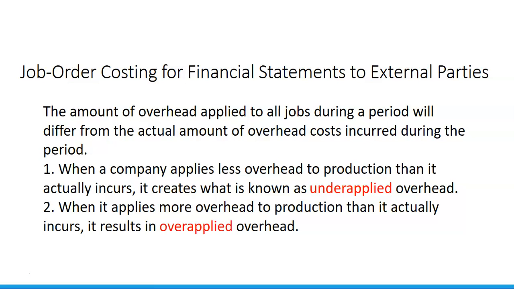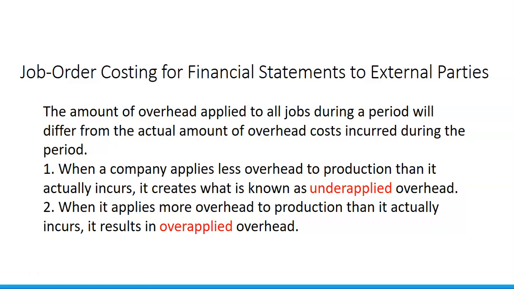When we're looking at job order costing for our financial statements, our job costs end up in the same place that our inventory costs end up. So once a job is finished, it would sit in our finished goods inventory until it is sold. When it is sold, it becomes a cost of goods sold.